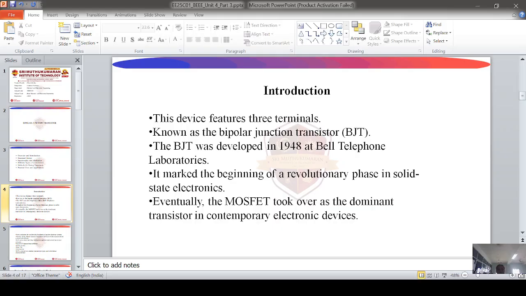Introduction. The bipolar junction transistor is a 3-layer, 2-junction, 3-terminal semiconductor device consisting of collector, base and emitter terminals. It was developed in 1948 at Bell Labs. So it became a key component in the advancement of modern electronics.